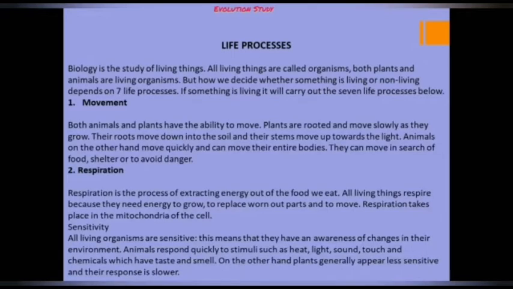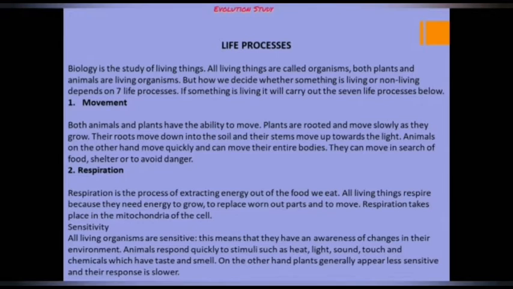Today, we are going to learn about life processes. Biology is the study of living things. All living things are called organisms, but plants and animals are living organisms. But how we decide whether something is living or non-living depends on seven life processes. If something is living, it will carry out the seven life processes below.